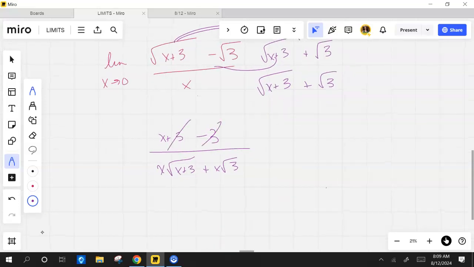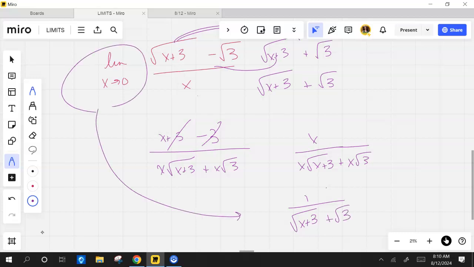Things literally start canceling out. 3 minus 3 is 0. And then I can take an x out of everybody, right? So I end up with 1 over the square root of x plus 3 plus the square root of 3. Remember, the whole goal is getting it to where I can plug that 0 in for x. And I can now, so I get 1 over the square root of 3 plus the square root of 3.